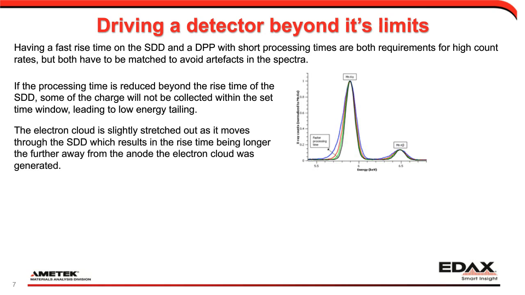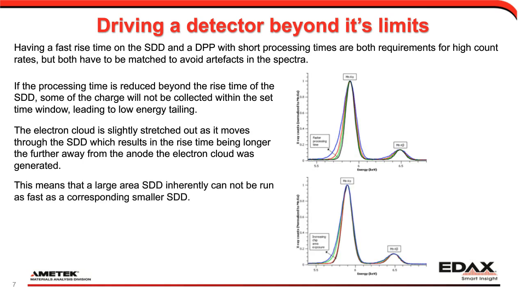Another thing to be aware of is that the electron cloud, as it moves through the drift detector, is slightly elongated or stretched out. That means the rise time will be longer the further away from the anode the electron cloud was generated. This means in larger devices, larger detectors, you have a spread of the rise time. Hit close to the anode, you will get a short rise time. Hit at the outer perimeter of a large area detector, and you'll get a slower rise time, and that will lead to potential tailing again if you try to run the detector too fast.